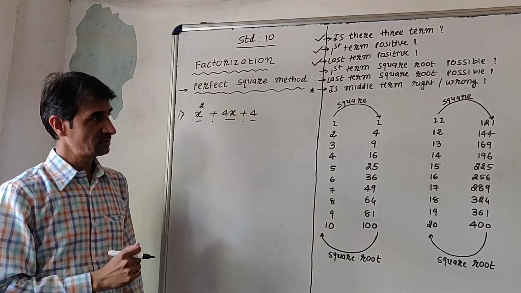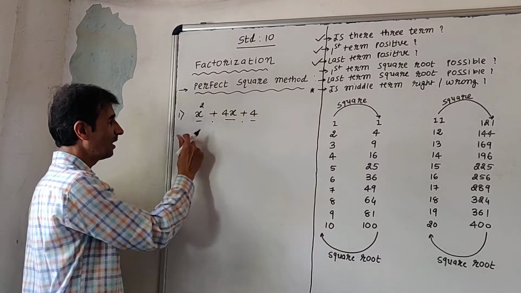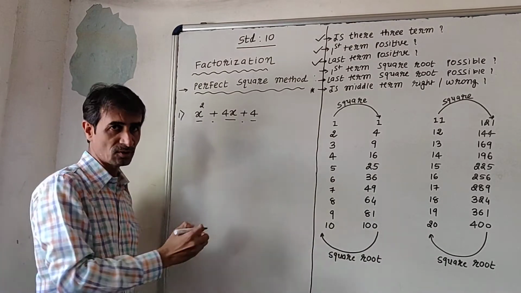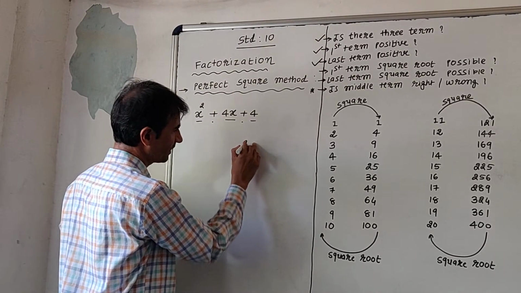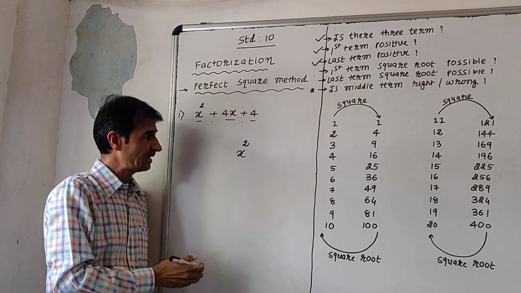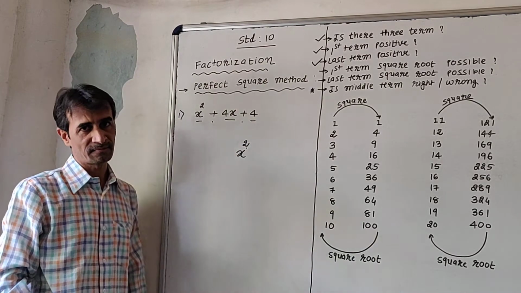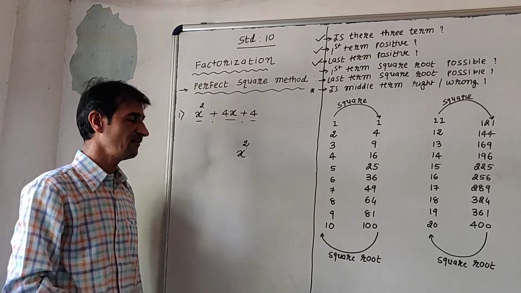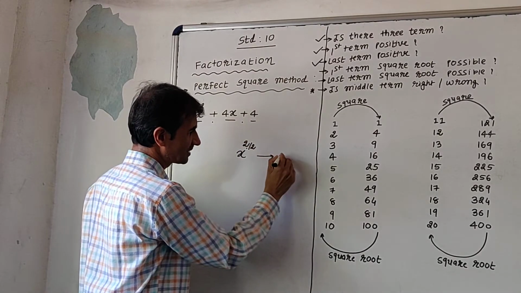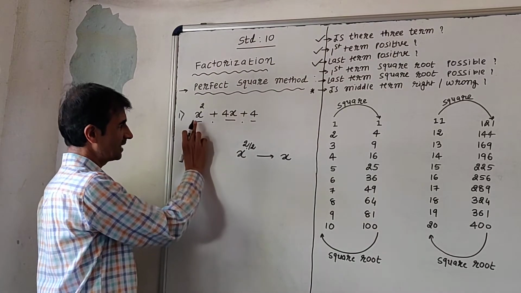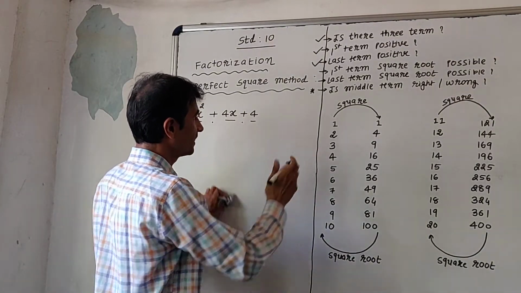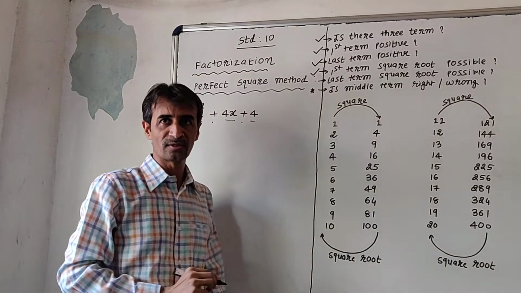Now the next question: is the first term's square root possible? Now this is my first term and it is a variable. So how can we find the square root of a variable? Now suppose this is my x square and I want to find the square root of this term. At that time, first of all I want to check the power. If the power is an even number, then we can solve this one. Now by dividing by 2, the 2 gets cancelled and I have x. So I can say that the square root of the first term is x. Yes, the first term's square root is possible.